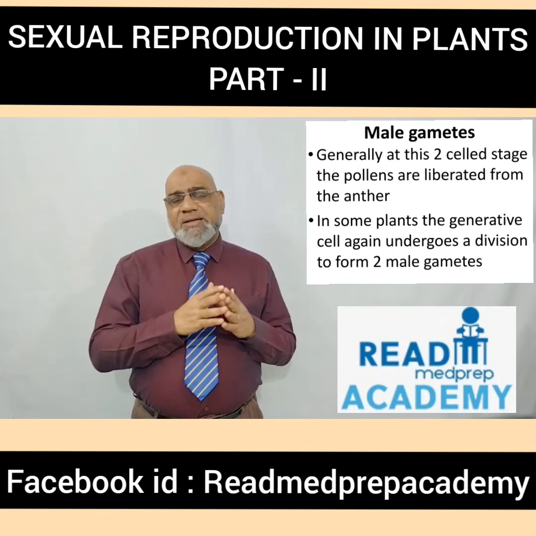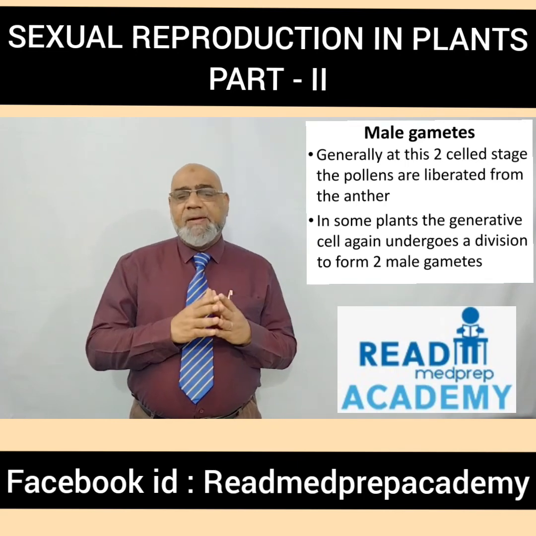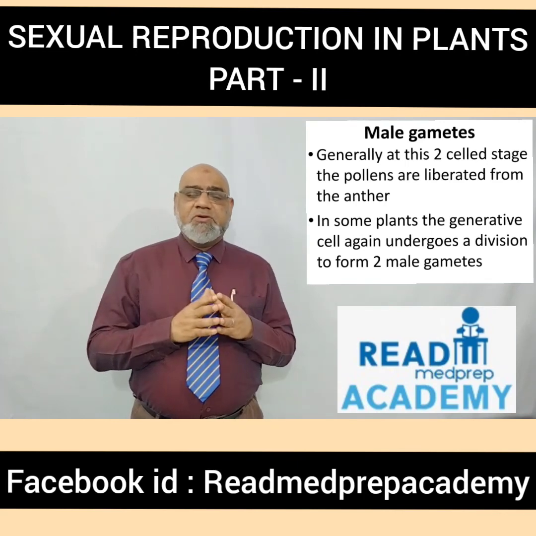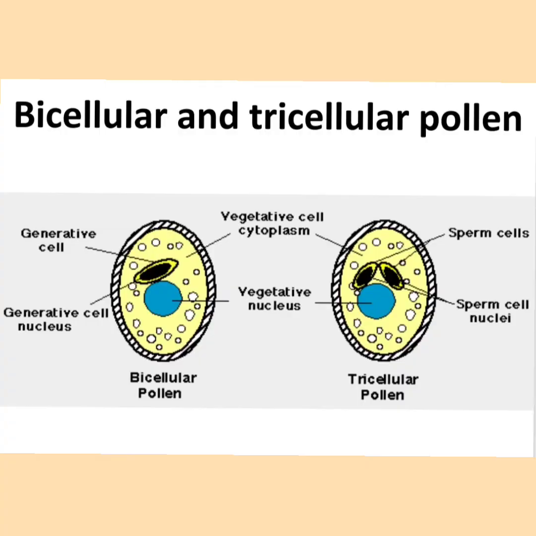In some plants, the generative cell again undergoes a division to form two male gametes. Here you can see the bicellular pollen. It has a generative cell and a vegetative cell. In a tricellular pollen, the generative cell undergoes division and forms two generative cells, and there is one vegetative cell. It is a tricellular pollen.